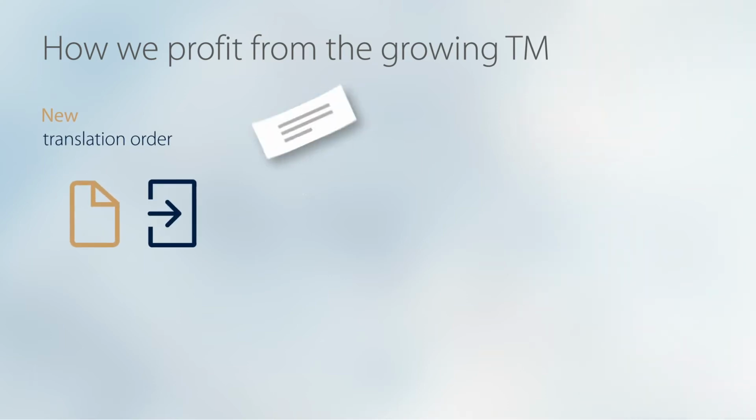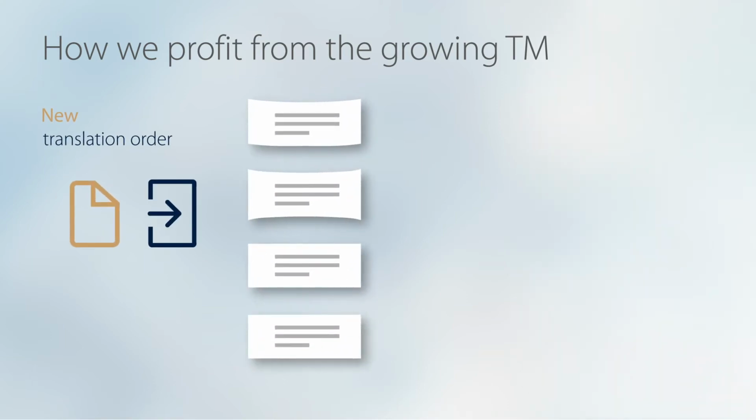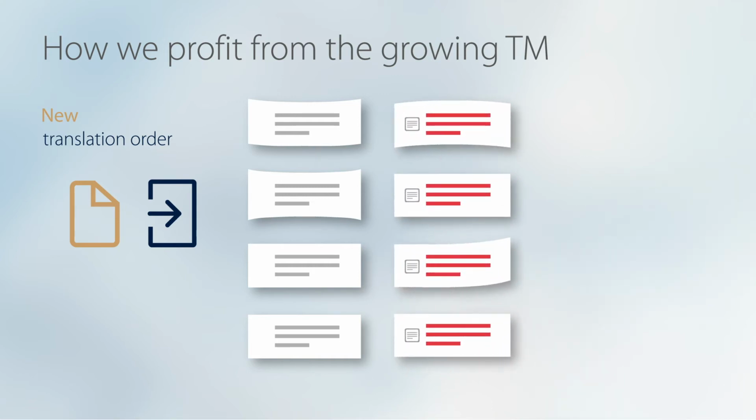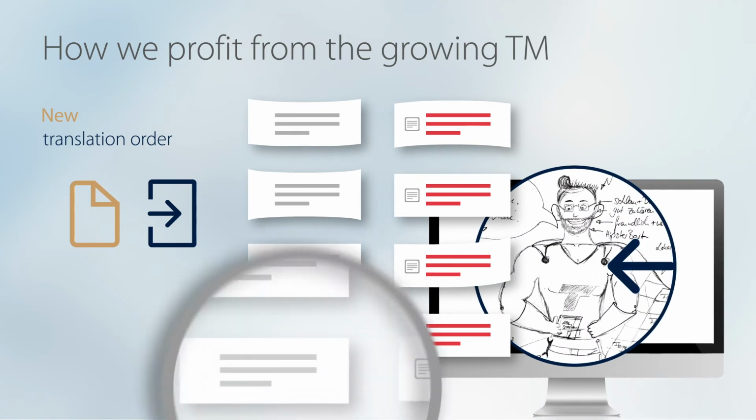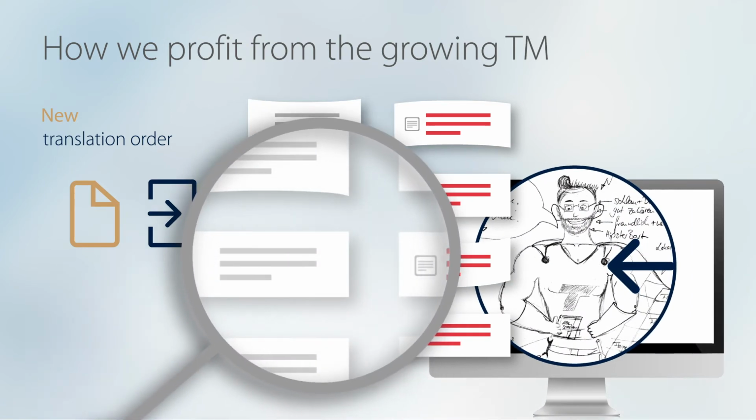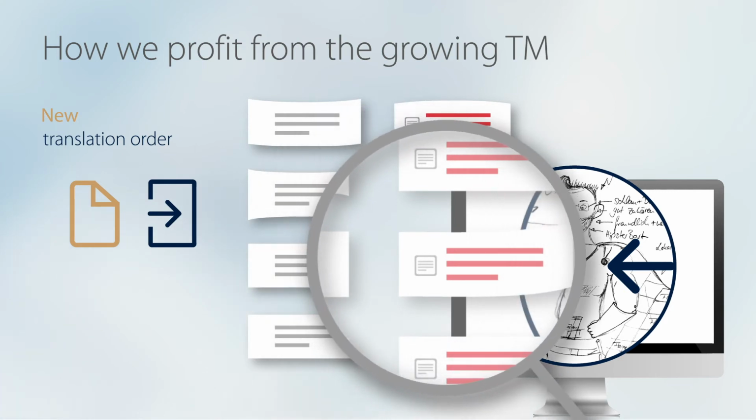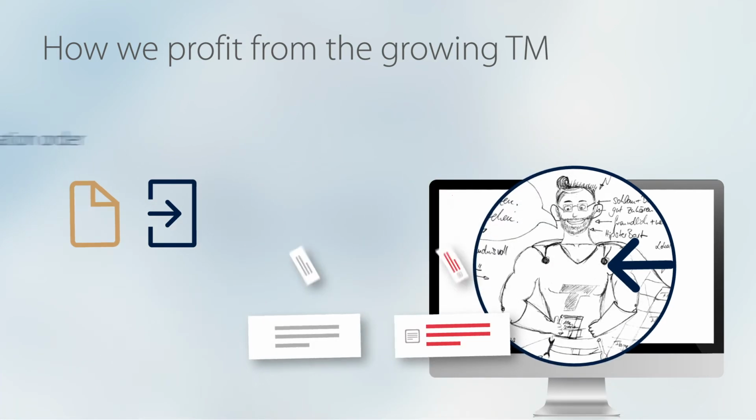That's easy. We apply the translation memory to the next order. The tool then pre-translates all the segments that already exist in the TM. Our translators only have to check the proposed translation and decide whether to accept, adjust, or reject it. Text segments that have already been translated never need to be translated from scratch again.